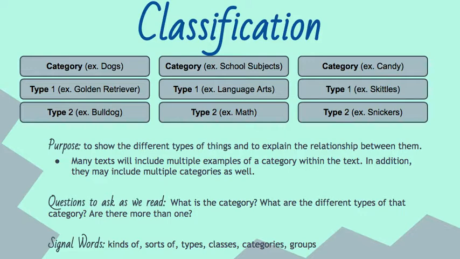So an author that is writing about dogs, that would be a category, might tell you that there are different types of dogs: golden retrievers, bulldogs, Dalmatians, whatever. Or if an author is talking about the category of candy, they might list different types of candy: Skittles, Snickers, Kit Kats, etc. Remember, the purpose here is to not just list a bunch of different types of things, but to explain the relationship between those types of things.